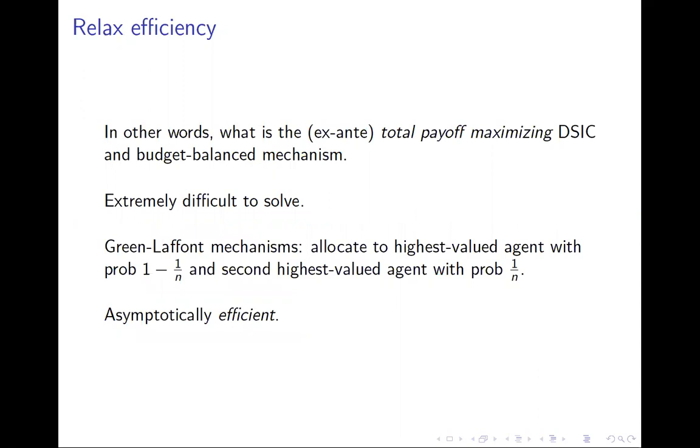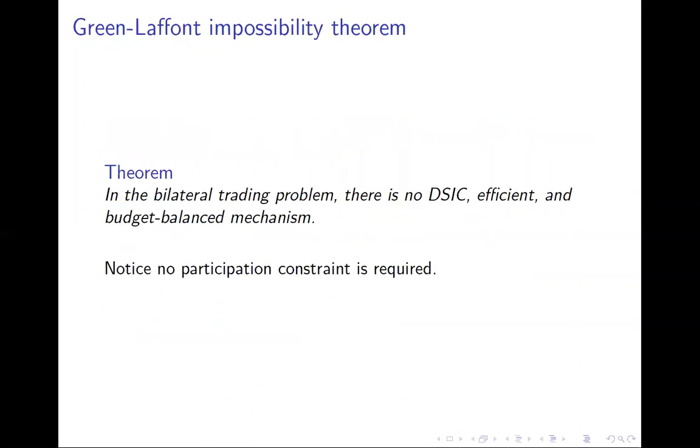Okay, so first we are going to look at relaxing efficiency. The precise question is, we are not going to impose efficiency. So we are going to ask the following question: what is the best, quote unquote, best DSIC and budget balance mechanism, where best means the mechanism which maximizes the sum of payoffs or the ex ante expected sum of payoffs of all the agents.